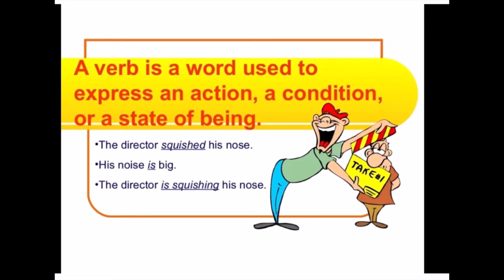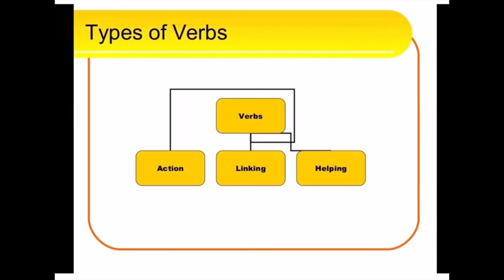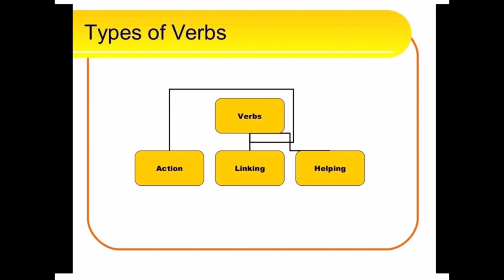For example, the director switched his nose. Switch is a verb, or his nose is big. The director is switching his nose. Have you ever heard about the definition of verb? Next, I will talk more about the types of verb. You know, verbs are divided into three types as in the presentation. We have the action verb, linking verb, and helping verb.